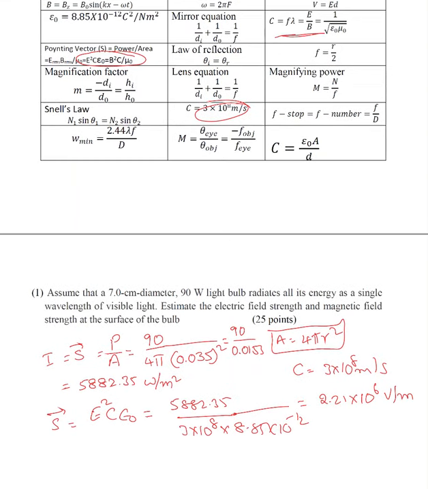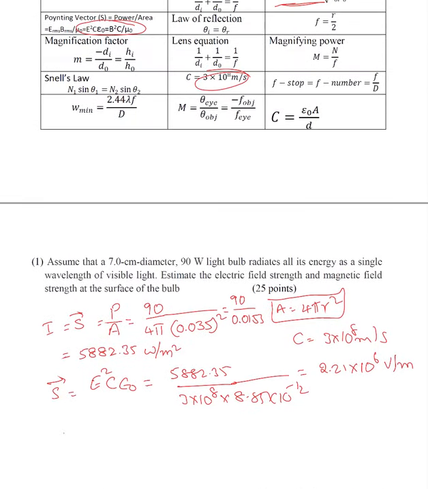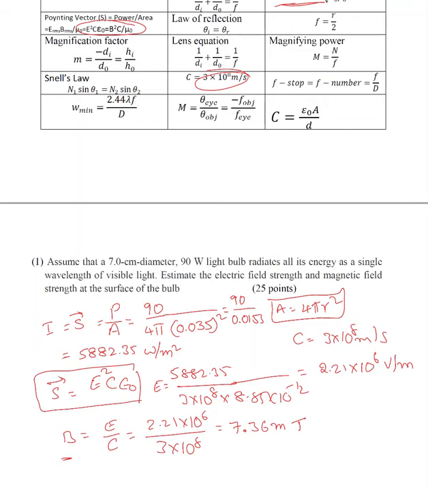Now you can use the given formula right there, or else there is another formula, C equal to E over B. So I can find B equal to E over C, or you can use B naught equal to E naught over C. So 2.21 times 10 to the power of 6 over 3 times 10 to the power of 8. I have that value as 7.36 milli Tesla. B is measured in Tesla. Okay, that's what he's asking for, B and E. I found E right there. Actually, this is not S, so let me make this equal to S. Okay, so I found E and B.